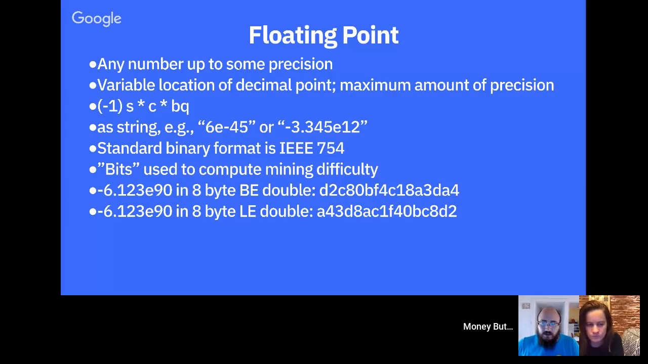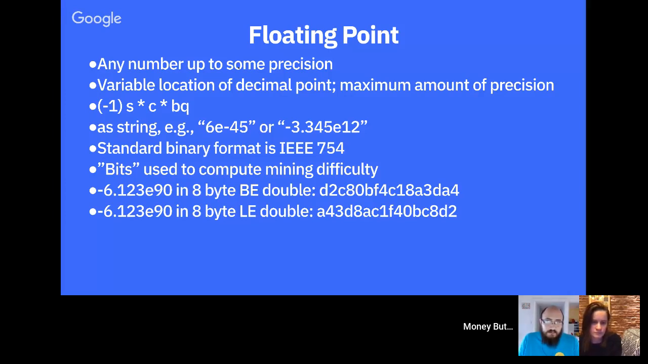But yes, go ahead. It's base 2. I'm not sure. Okay, but we always write them down as base 10. So we can always see them as on the last 2 lines there, minus 6.123 times 10 to the 90. And so we can go all the way out to a negative number with 90 decimal places basically, with 4 digits of precision.